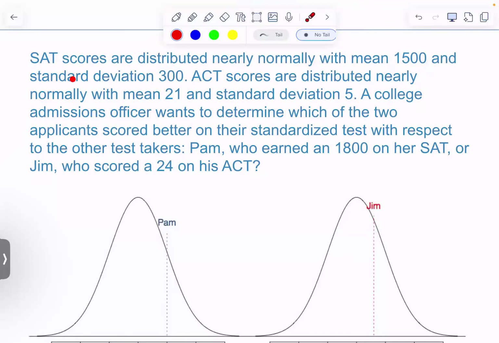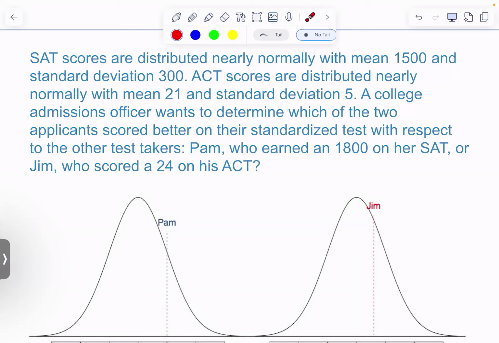SAT scores are distributed nearly normally with a mean of 1,500 and a standard deviation of 300. ACT scores are distributed nearly normally with a mean of 21 and a standard deviation of 5. If your university is just looking at the raw scores and comparing them, that's a concern. You can't compare them. One is centered on 21 and the other on 1,500.